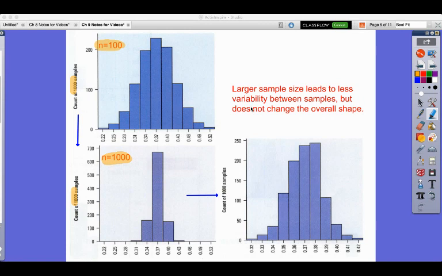Awesome. Bias can't be fixed. Variability can be improved with larger sample size.